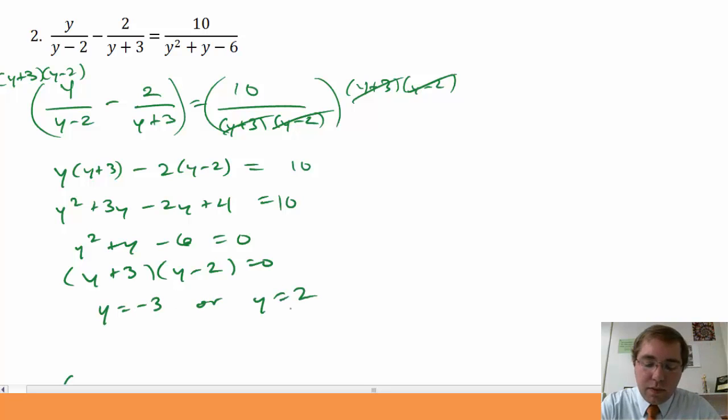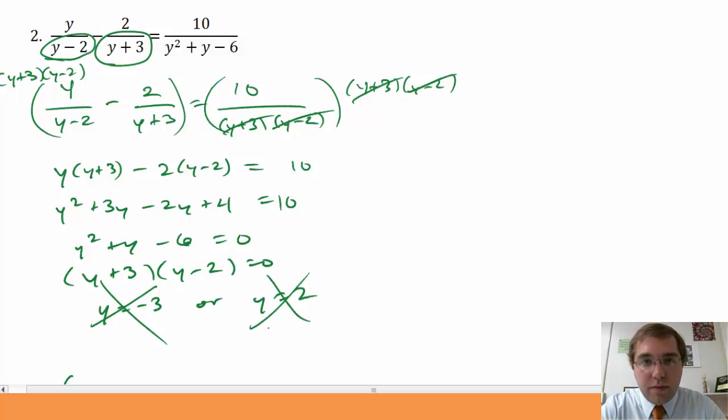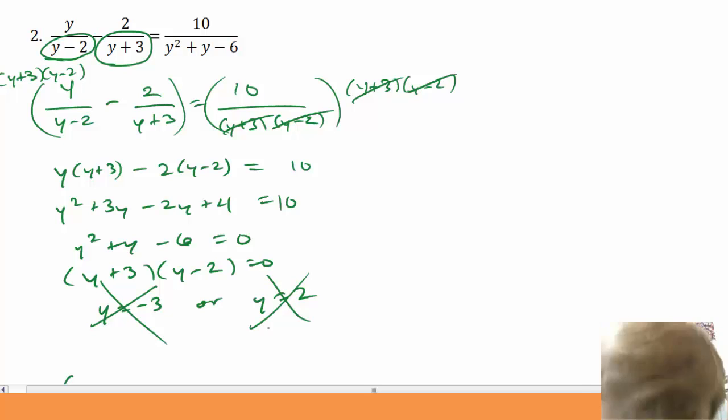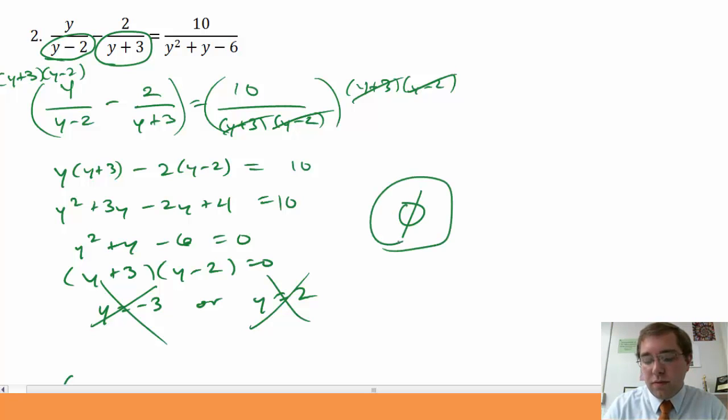Check. Well, y can't be negative 3, because then y plus 3, that denominator would be 0. That's a problem. y can't be 2, because then this denominator, the y minus 2, would be 0. That's a problem. So what do I do? Well, this means we have no solution. Both of the solutions we found were extraneous, and so they don't work. We throw them out. We have no solution.